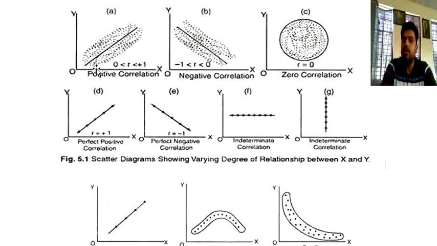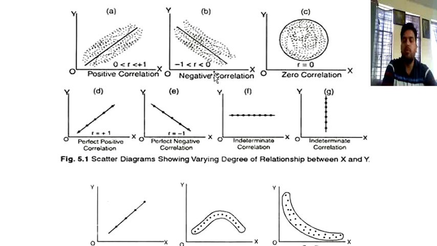Positive correlation means what? If one variable is increasing, the other one is also increasing. If one is decreasing, the other one is also decreasing. So when both the variables move in the same direction, that is called positive correlation. When one is increasing, the other one is also increasing.